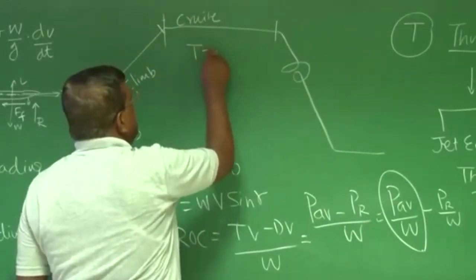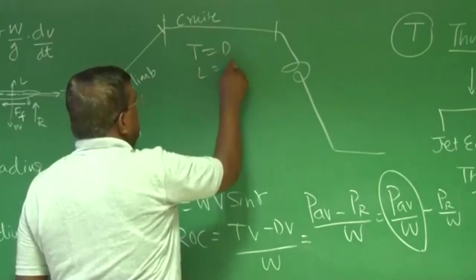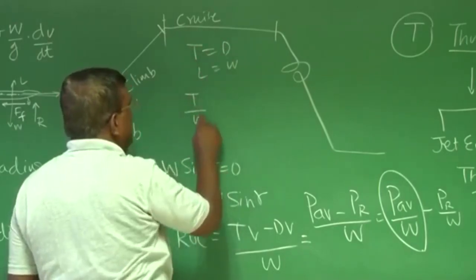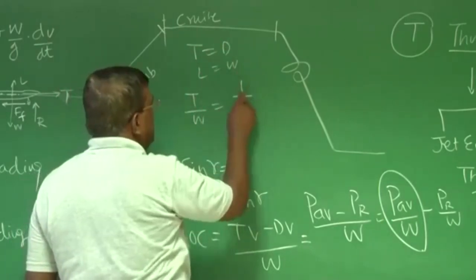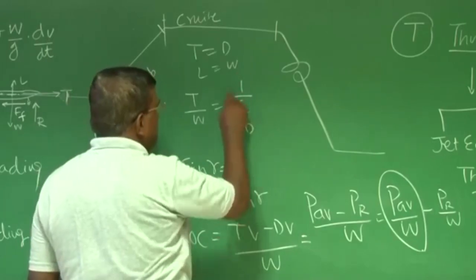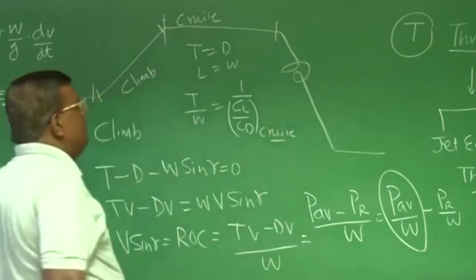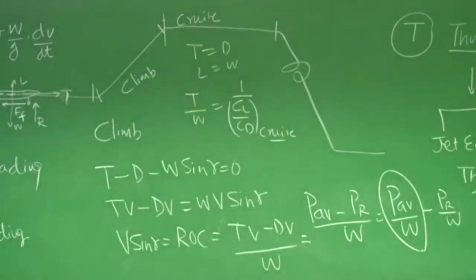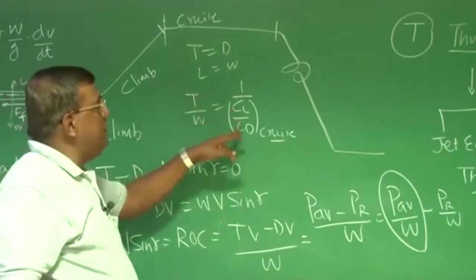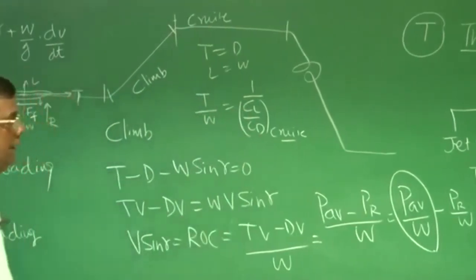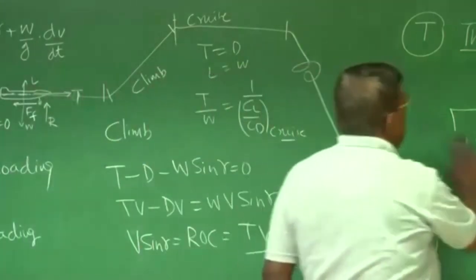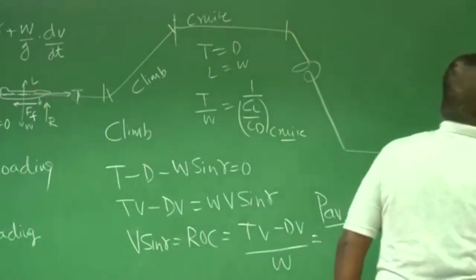In cruise, thrust equals drag, lift equals weight. So T by W is 1 by CL by CD. So T by W for cruise will be decided by the CL by CD at cruise. And this is important. You must understand, as a designer, what is the meaning of this.